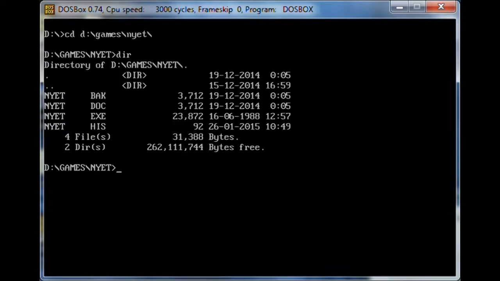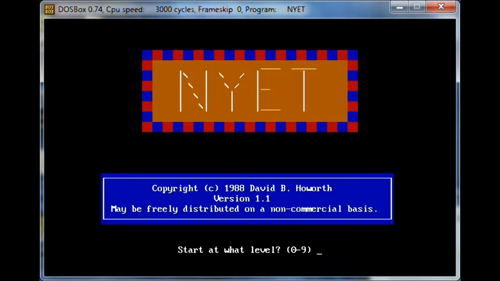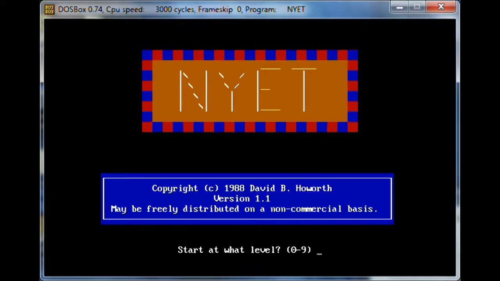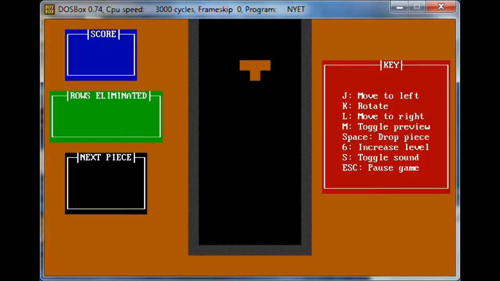Alright, we're going to take a look at Nyet, which is CD games Nyet. This is a Tetris clone that came out of the bulletin board system era. You can see it's copyright 1988, and it's freeware for MS-DOS. This also happens to be my first introduction with the game Tetris.